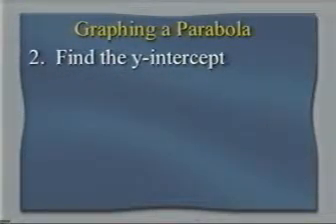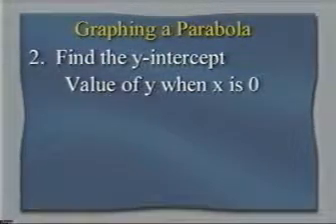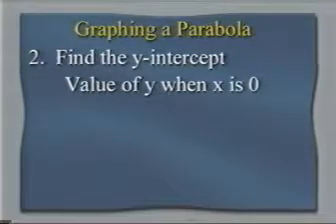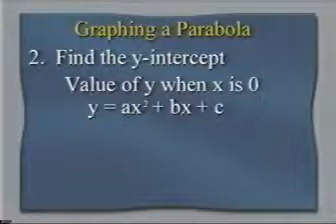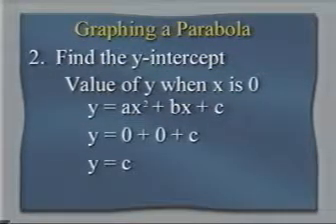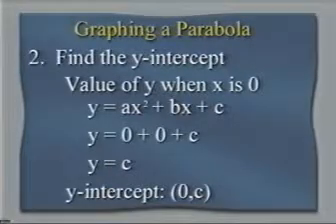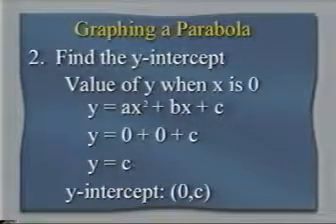Remember, the y-intercept for a linear equation was the value of y when x is 0. In fact, the y-intercept for any graph of any type of equation is going to be the value of y when x is 0. Well, certainly when x is 0, ax squared is 0, and bx is 0, which leaves us with the y-intercept equal to c. So the point (0, c) will be the y-intercept for any and every parabola, for the graph of y equals ax squared plus bx plus c.